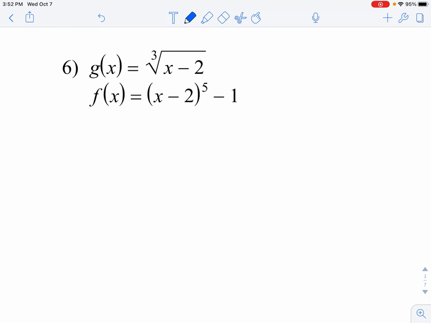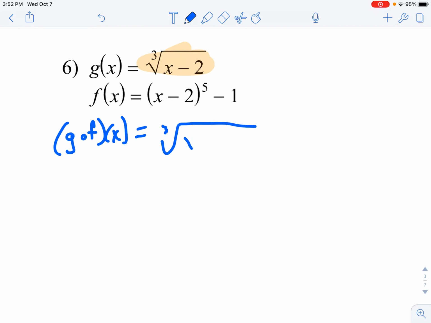Number 6, are these inverses? So first do g of f of x, or do f of g of x. It doesn't matter which one you do first. I'm going to start with this function right here, cube root of x minus 2, but instead of x, I'm going to plug all of this in.